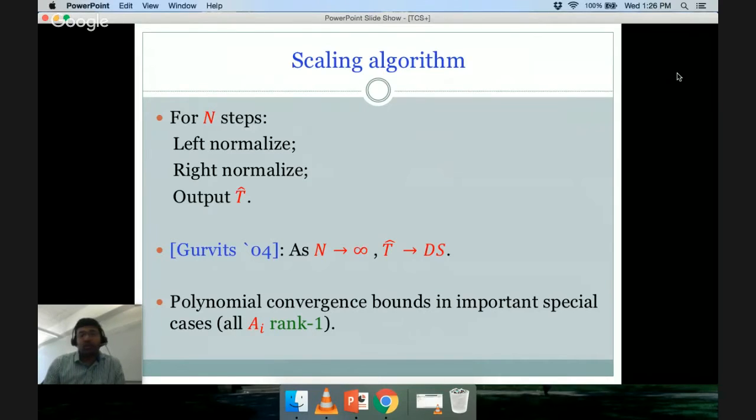He also gave polynomial convergence bounds in important special cases. For example, when all the A_i's are rank 1, he proved that this algorithm converges in a polynomial number of iterations. So this had some nice implications. For example, it gave alternate algorithms for matroid intersection problems, also some special cases of Edmonds' problem, but we'll come to it later. So right now, this is our scaling algorithm, and what we want to prove is that this converges always in polynomial time.